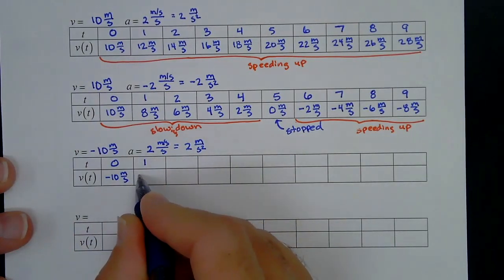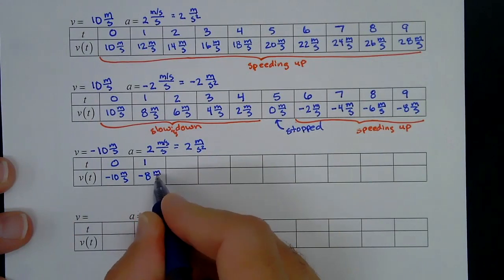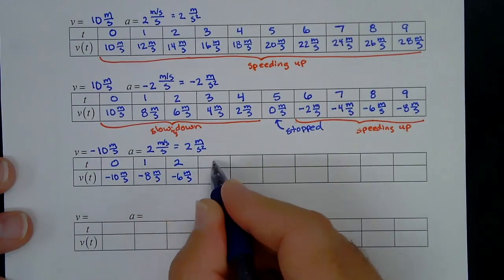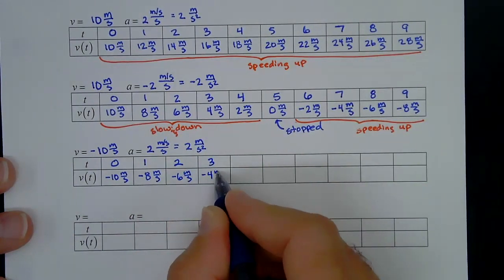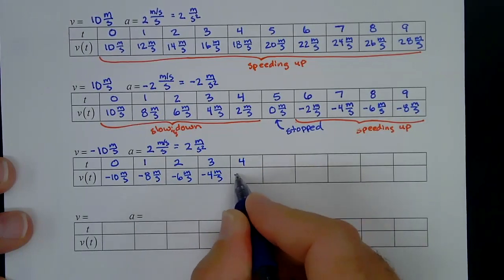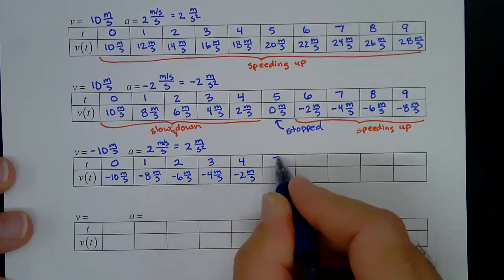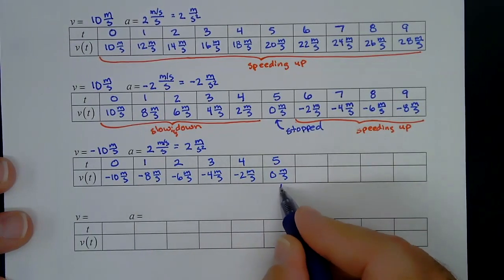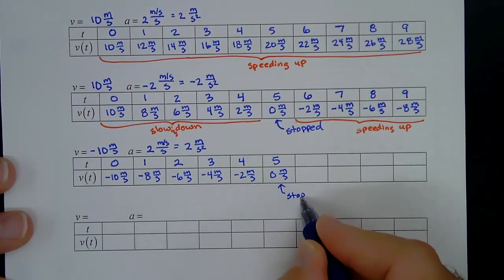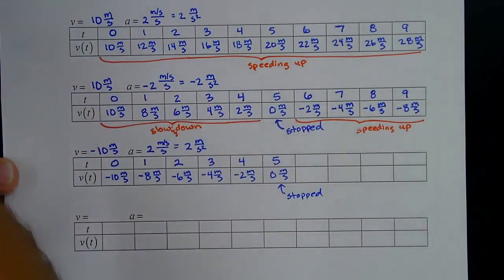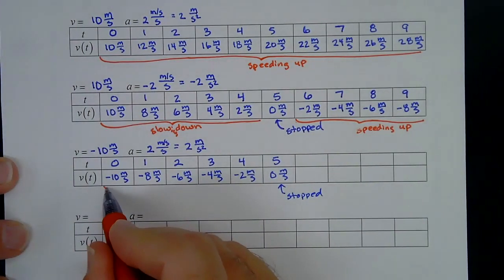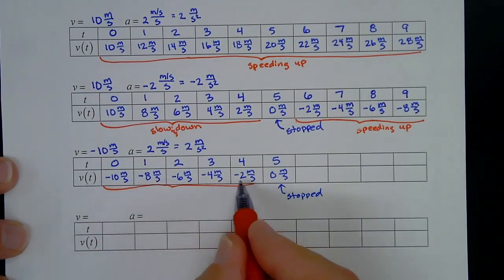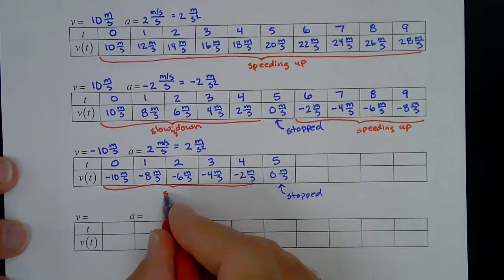So 1 second later, we're at -8 meters per second. 1 second later, we're at -6 meters per second. 1 second later, we're at -4 meters per second. 1 second later, we're at -2 meters per second. 1 second later, we're at 0 meters per second. And that's telling us we have stopped because the velocity hit 0. And if you take a look at our velocities, we went from -10, -8, -6, -4, -2. We are now slowing down.